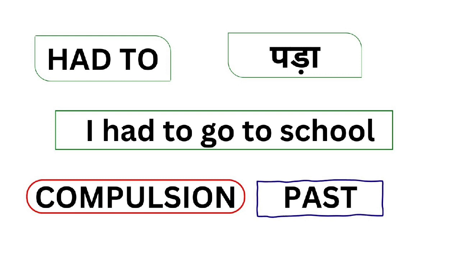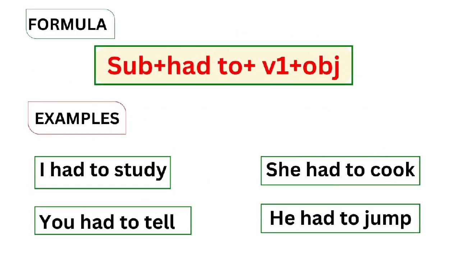Meaning, मुझे जाना पड़ा. So compulsion is "have to," and in the past, "had to." Had is the second form of have. In the past we need a second form, so we use "had to" only for the positive. Then we will go ahead and look at negative examples and formulas also.